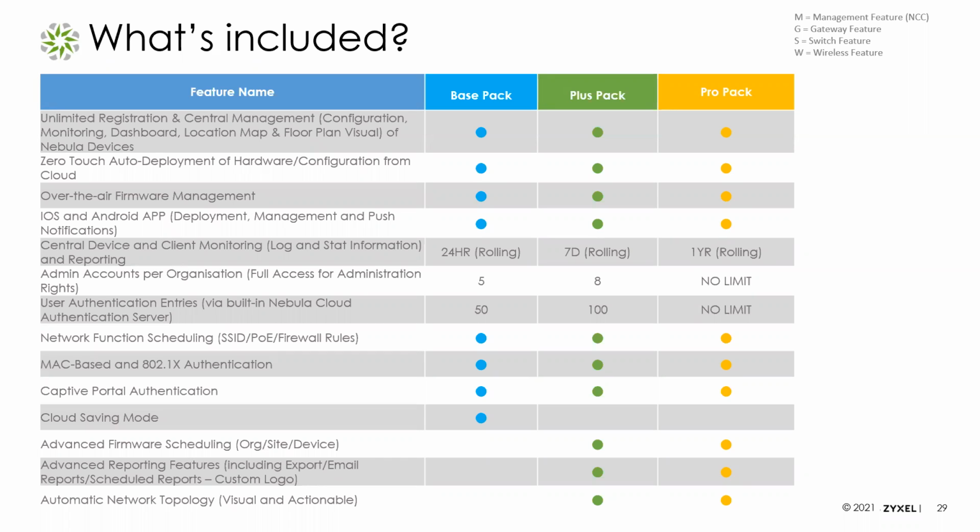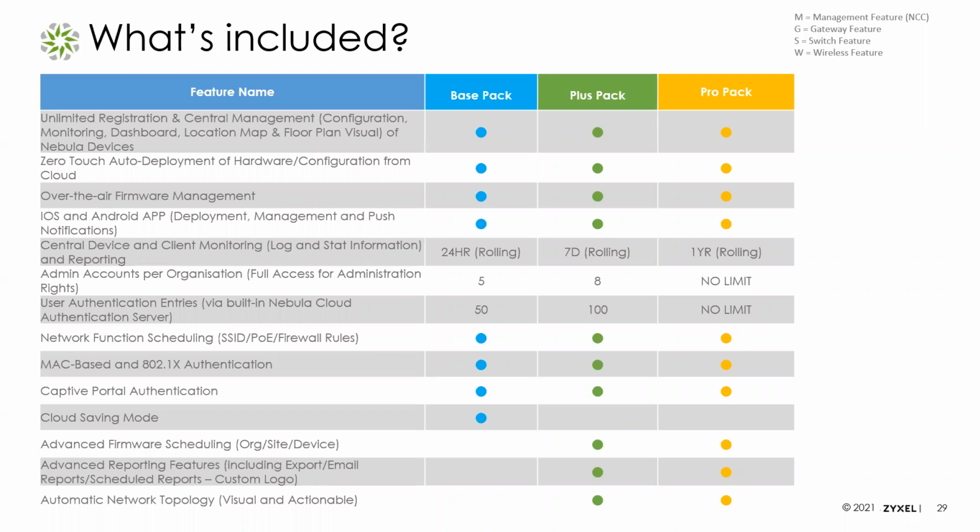When it comes to logs, that's where we start to see some differences here. So when it comes to the logs that are stored in the cloud, the free version of Nebula keeps 24 hours of logs available in the cloud. Plus Pack keeps a week's worth of logs in the cloud. And then Pro Pack keeps a year's worth of logs stored in the cloud.